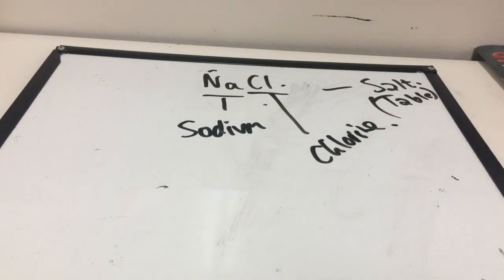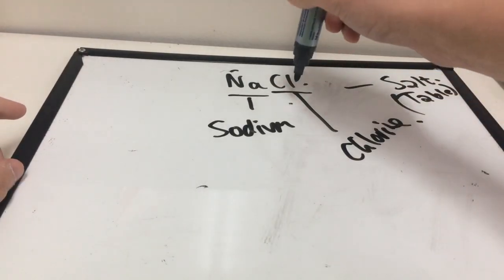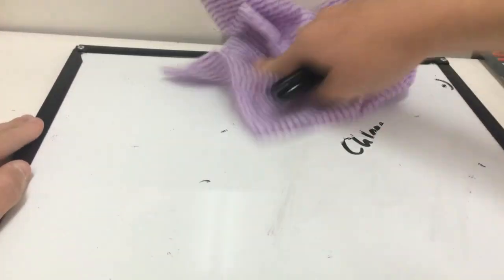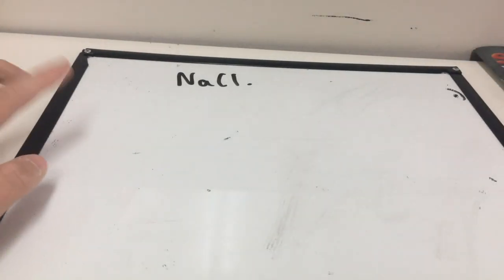It is a compound. Water is H2O. Salt is this. That is salt. NaCl. Sodium is element 11. Chlorine is element 17. Basically, if you add these two together and bond them together, you get a compound. So sodium chloride is NaCl, and that is a compound.